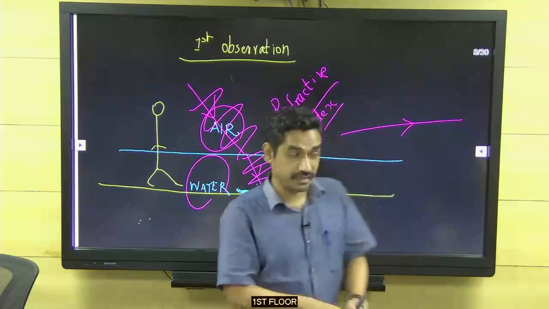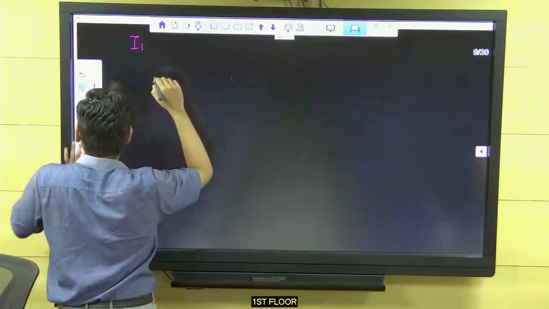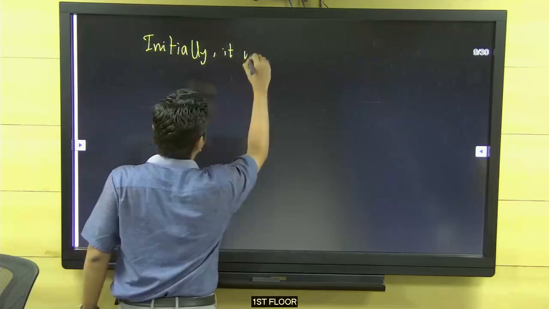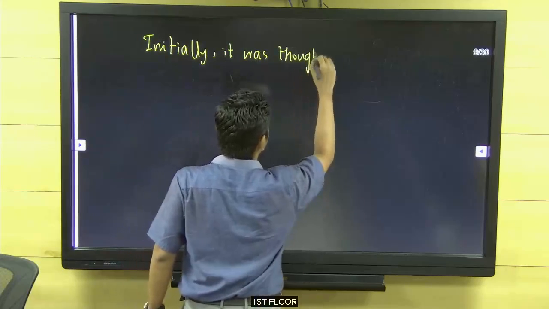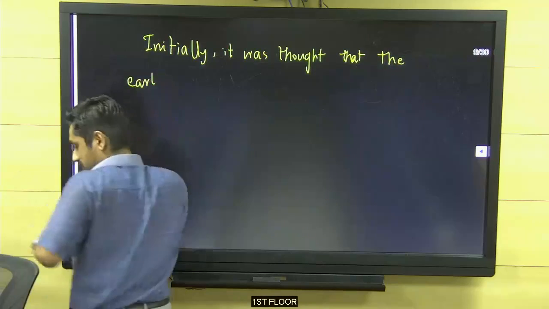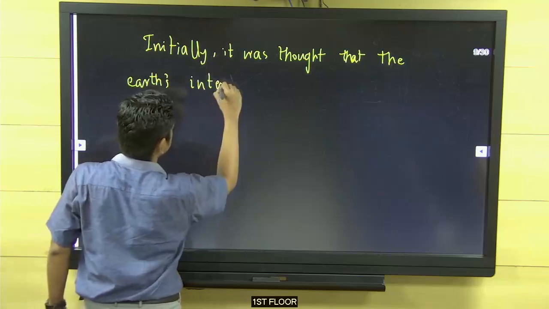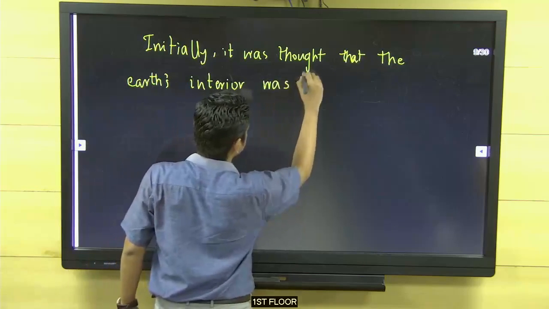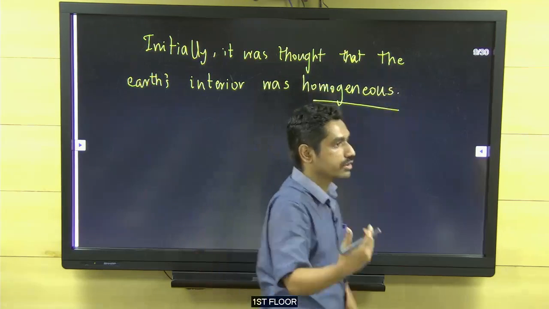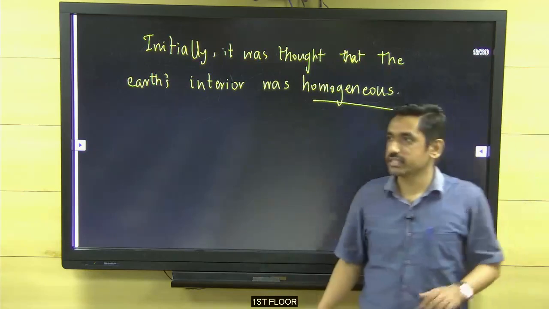See, initially it was thought, let me write that for you, that the Earth's interior was made of a single material. Earth's interior was homogeneous. So this is my expectation. I already thought about it. See, in the early 19th century, we don't have much data at all. I'm just trying to write my theory. So I just believe that it was homogeneous.